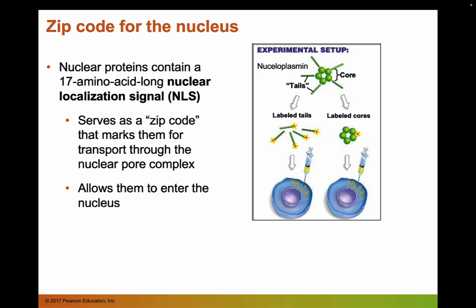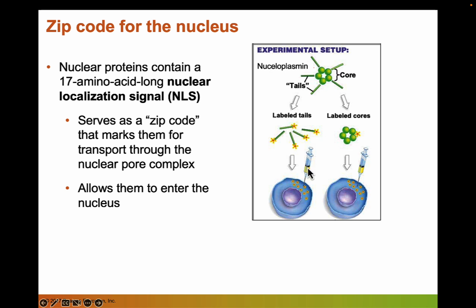This was a nuclear protein, and it had two parts. This protein was a complex, but it had a core, which is represented by these balls, and tails. And these are proteins that have an N terminus and a C terminus. What they did in this experiment was use a protease, an enzyme that clips apart proteins, to separate the tails from the core. And so they had separate parts of this protein, and they labeled both parts with radioactivity. That's shown here in these yellow stars.